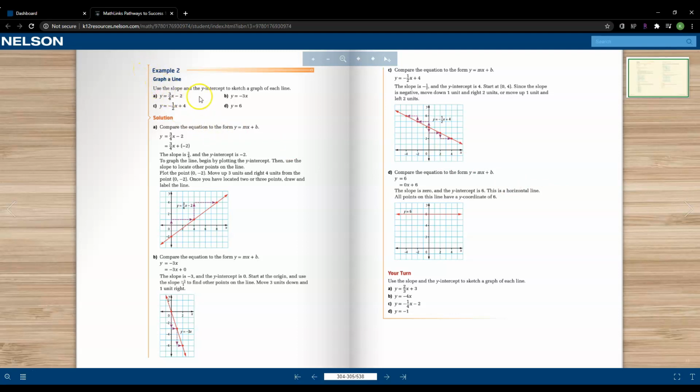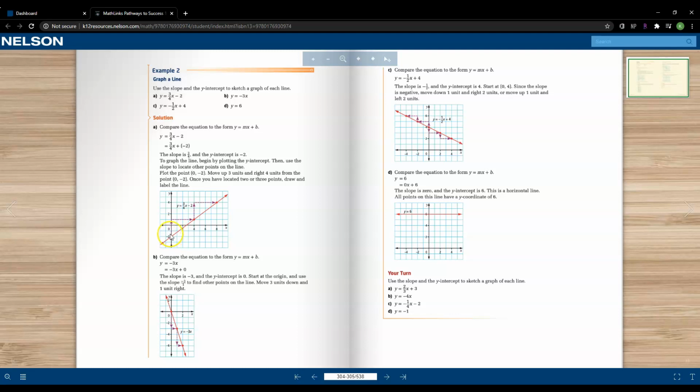Graph a line using the slope and the y-intercept to sketch a graph of each line. Y equals 3 over 4 x minus 2. Let's jump into that. When you sketch this graph, you know the slope m is the value next to x, and you know the y-intercept is -2. So first you start at -2, and there's going to be a point there because that's where the y-intercept is.